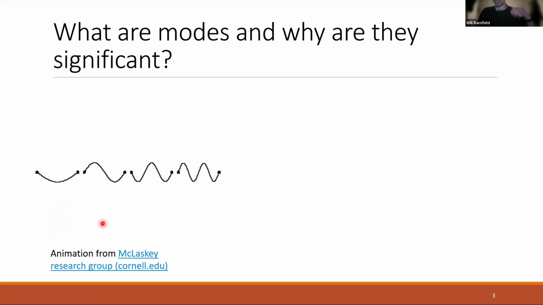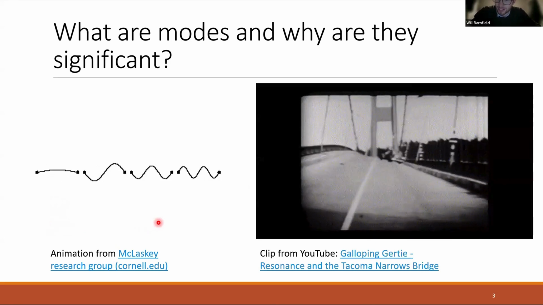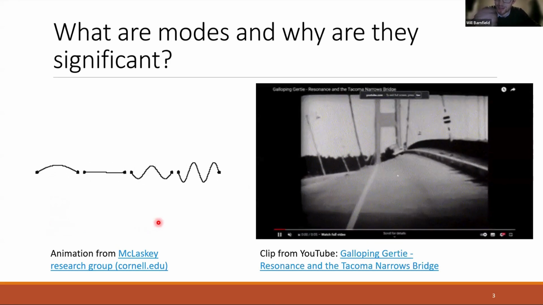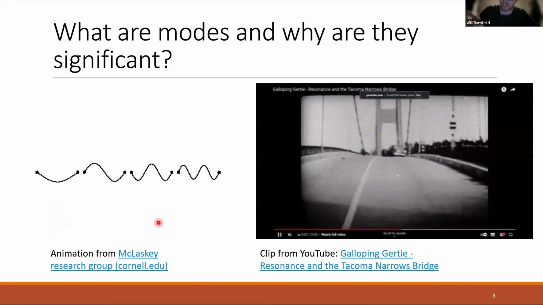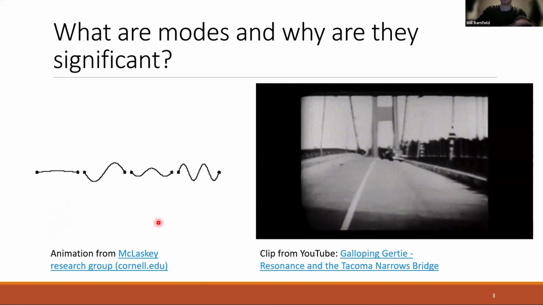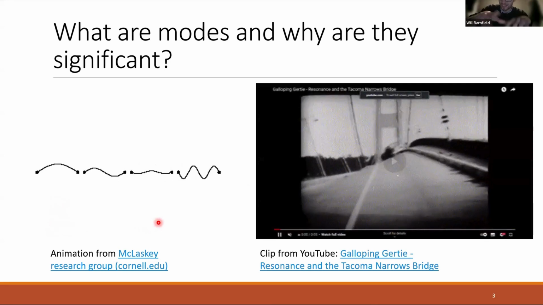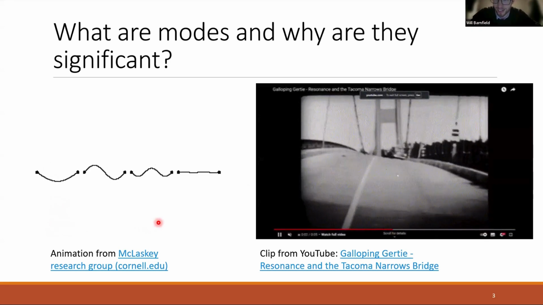What you can think of this as is actually a guitar string. When you vibrate a guitar string, it'll end up being a combination of these with different amplitudes. And why are these modes significant? Well, here I have a clip of the Tacoma Narrows Bridge, where one of its resonance modes was excited during a windstorm. This is a torsional mode, and we can see this twisting behavior going on.